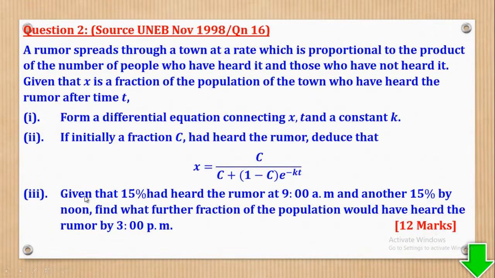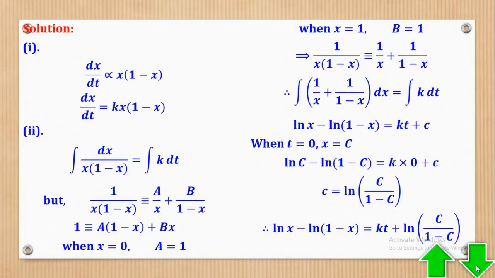Roman 3 says, given that 15% had the rumor at 9 a.m. and another 15% by noon, find what further fraction of the population would have had the rumor by 3 p.m. Now remember, they said if initially a fraction c had the rumor. So what does that mean? It means that initially this 15% denotes capital C. So now we have got the value of capital C. Let's substitute it in our proved equation.